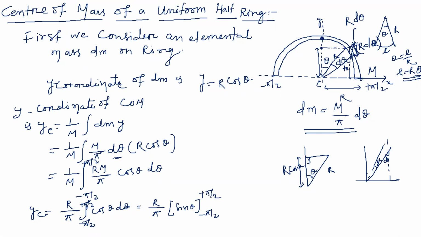Okay. So by putting the values, we can get yc is equal to r by pi, higher limit minus lower limit, that means sin pi by 2 minus sin of minus pi by 2. So that is sin pi by 2 plus sin pi by 2. So sin 90 is 1, so 1 plus 1. Okay. So that is 2r by pi. Yc is equal to 2r by pi.